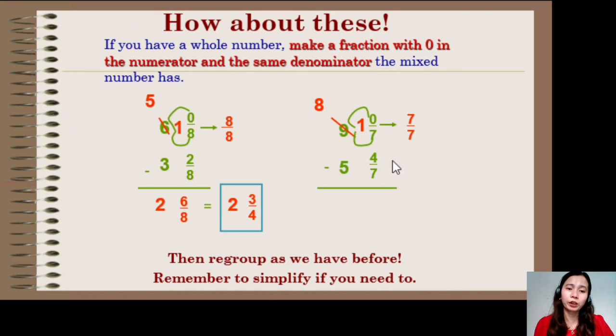So as you can see, we can subtract 4 from 7. So 7 minus 4 is 3. Then copy the denominator. 8 minus 5 is 3. So our answer is 3 and 3 over 7.